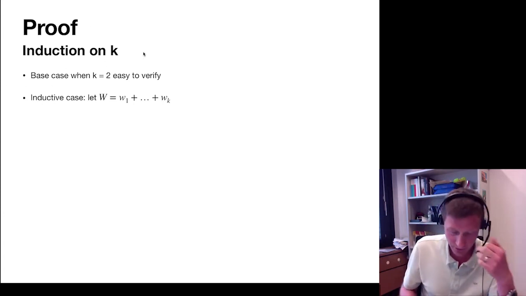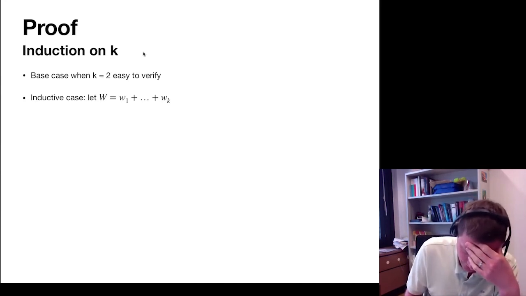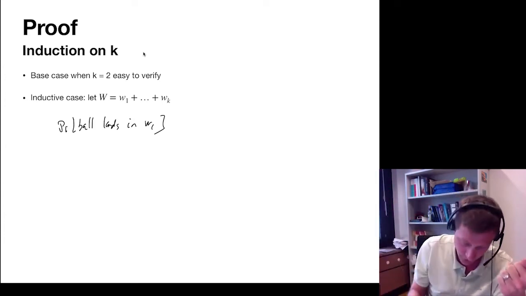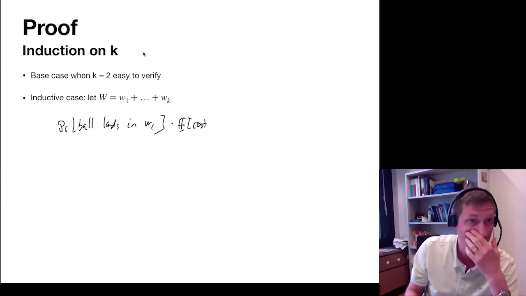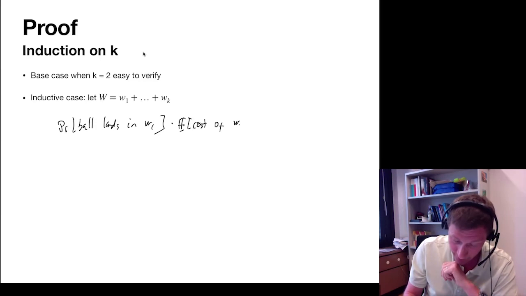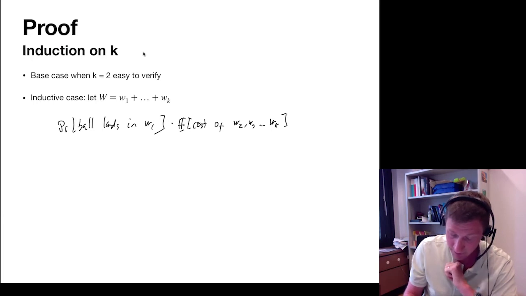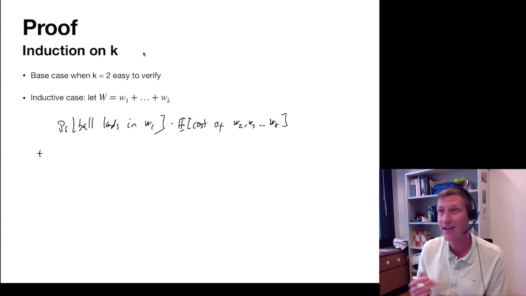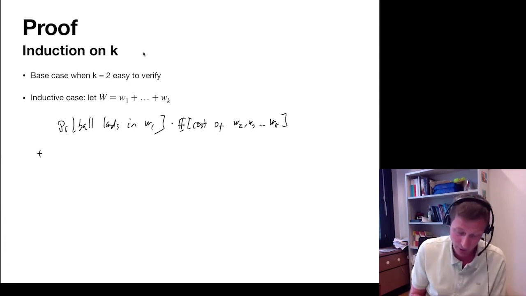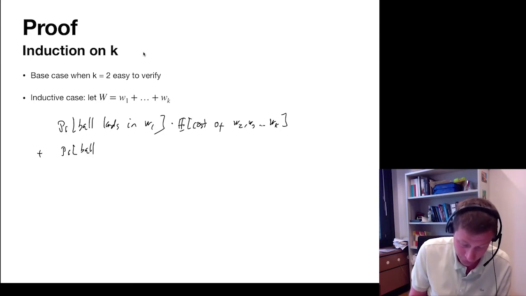Okay, so I will split it into two cases. First, what's the probability the ball lands in W1? I throw one ball, right? So the probability that the ball lands in W1 times the expected cost of the instance with bins of width W2 to WK. So it's a k minus 1 instance where the bins have width W2 to WK. And then of course I have to worry about the case when my ball doesn't land in W1.